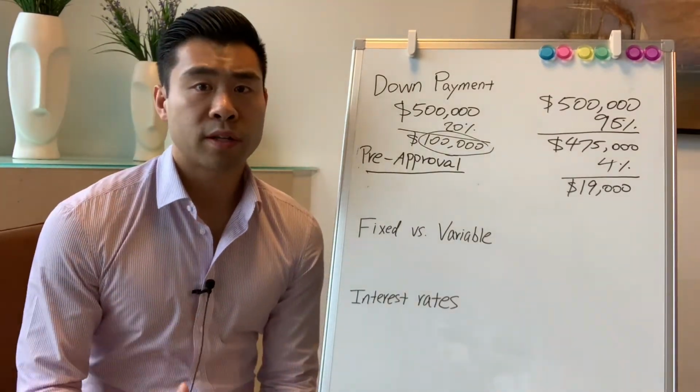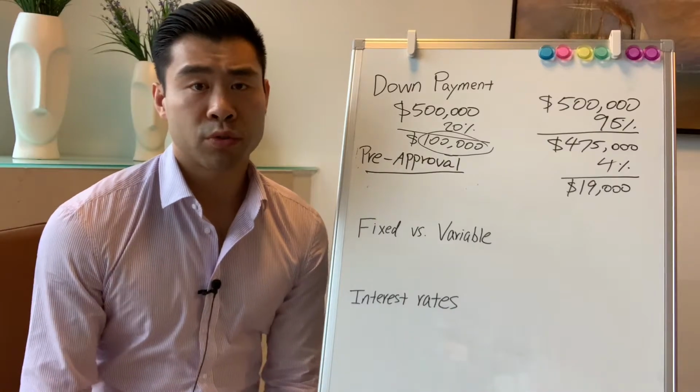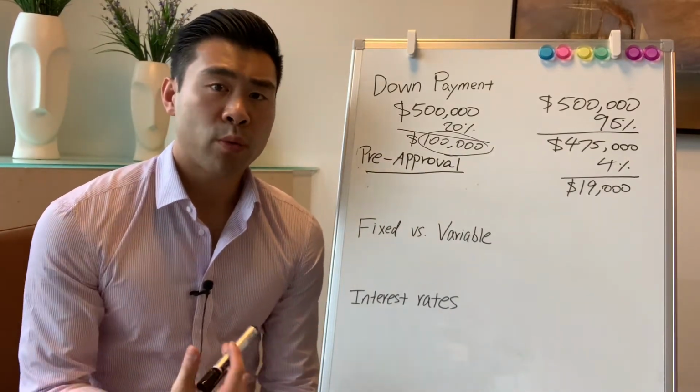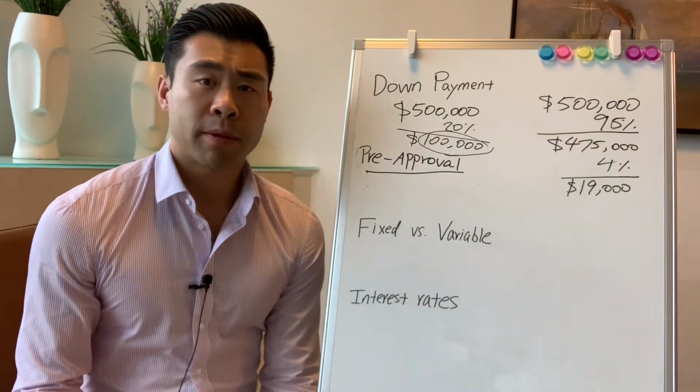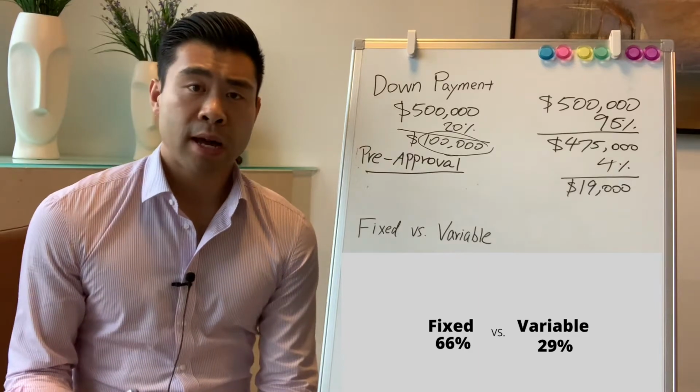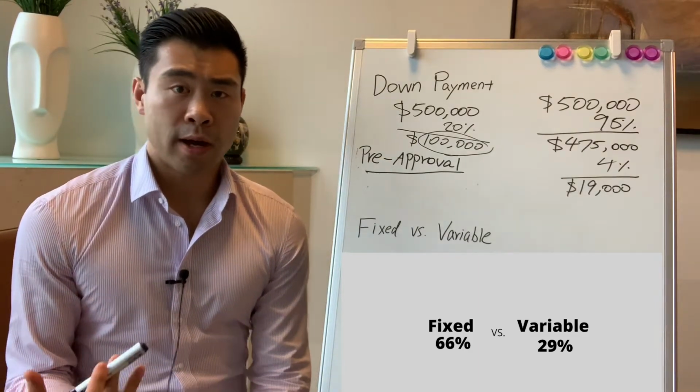So let's talk about fixed rate versus variable interest rate when it comes to getting a mortgage. When you decide which one's the right one for you, according to Rate Hub Canada, 66% of all mortgages are actually fixed versus 29% variable.